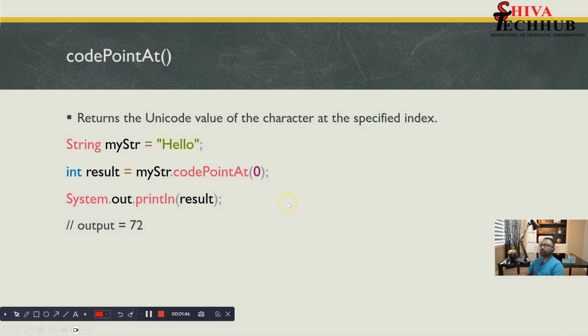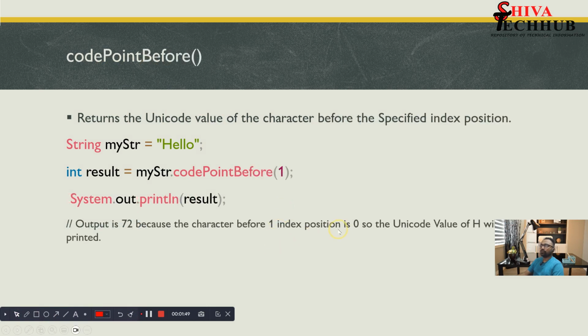So let's look into the next function, that is codePointBefore. The previous function codePointAt returns the Unicode value of the character present at the specified index position. But codePointBefore, as the name itself indicates, returns the Unicode value of the character that is present before the specified index position. So let us try to understand. Here the specified index position is 1. The index position before this one is 0. The character that is present at the 0th position is h. So the same output will be printed.